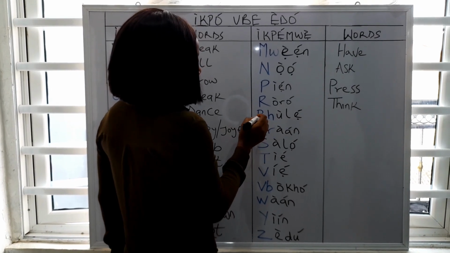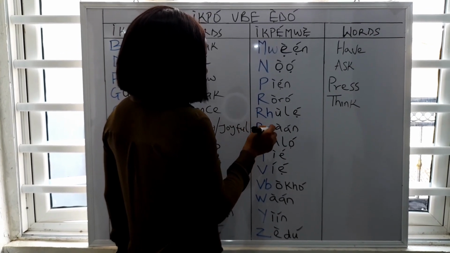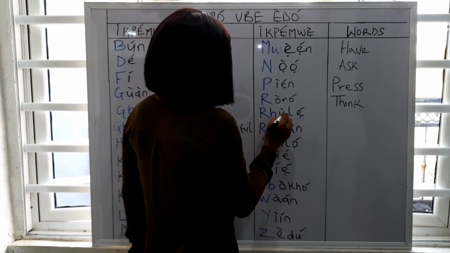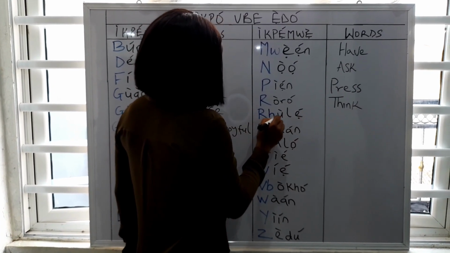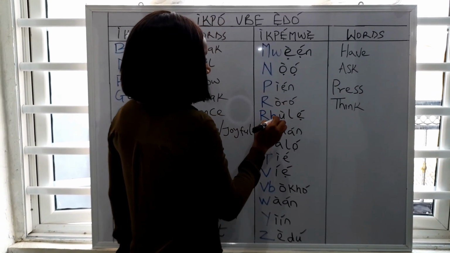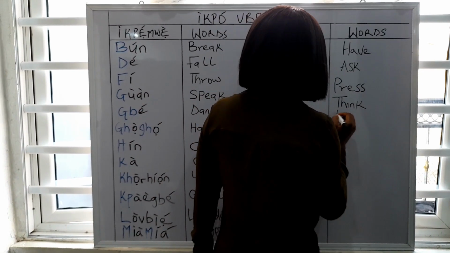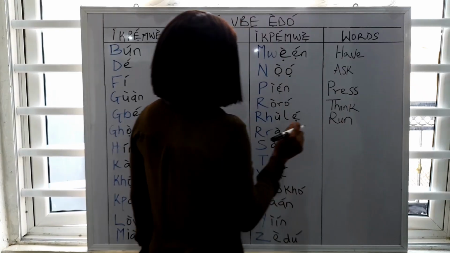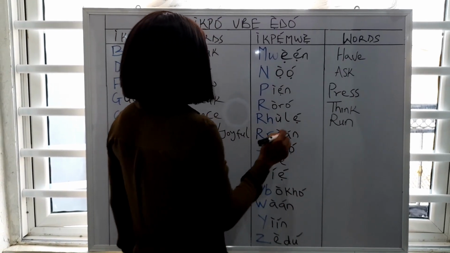And then we have the other R, which is RH. Now this one is pronounced roule. Roule is to run, to run or to take a race. That's what roule means.